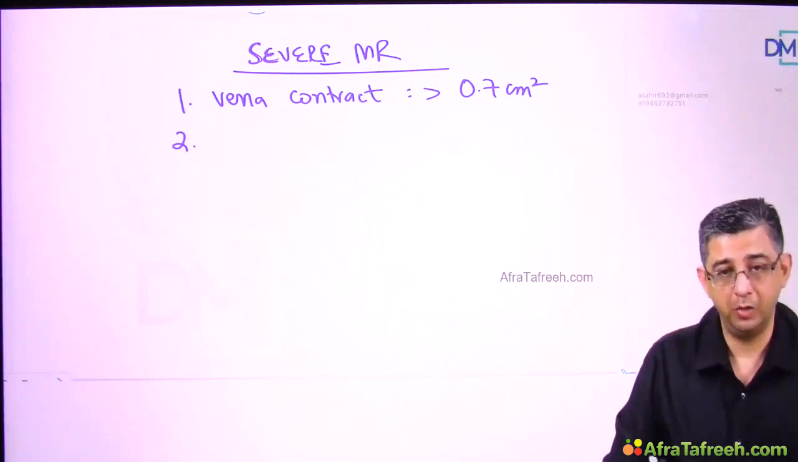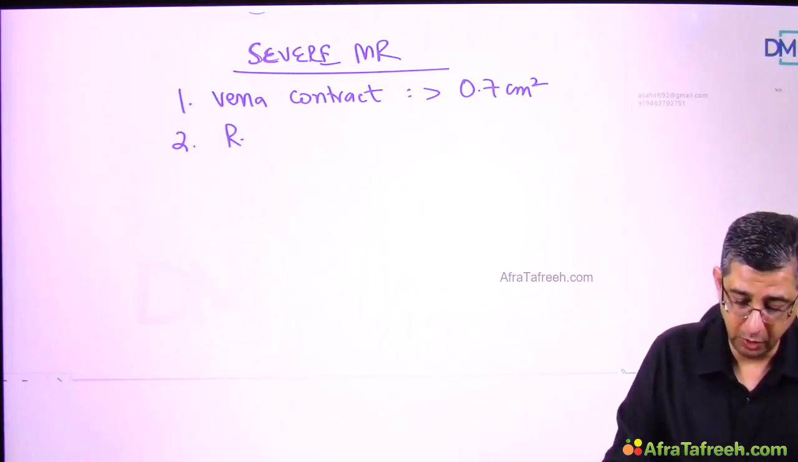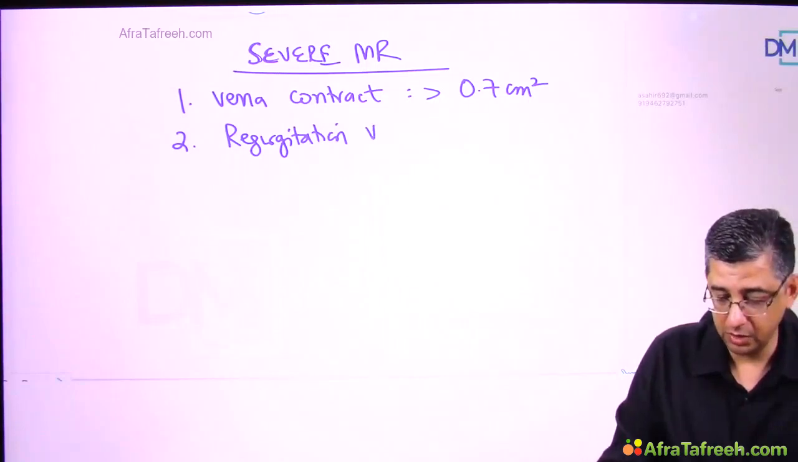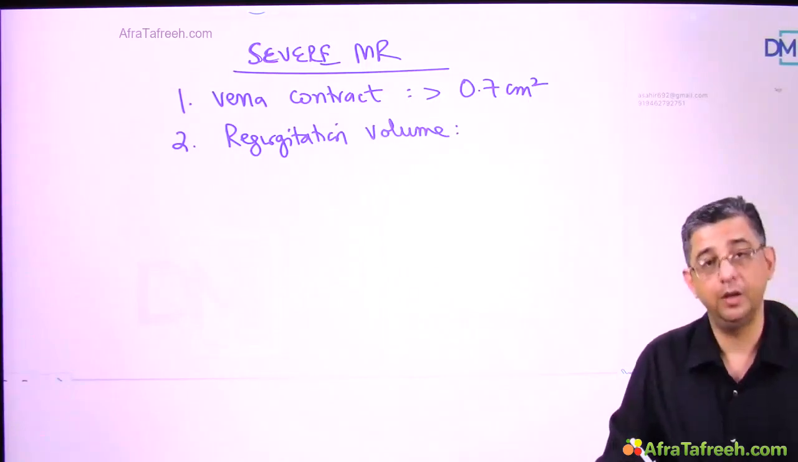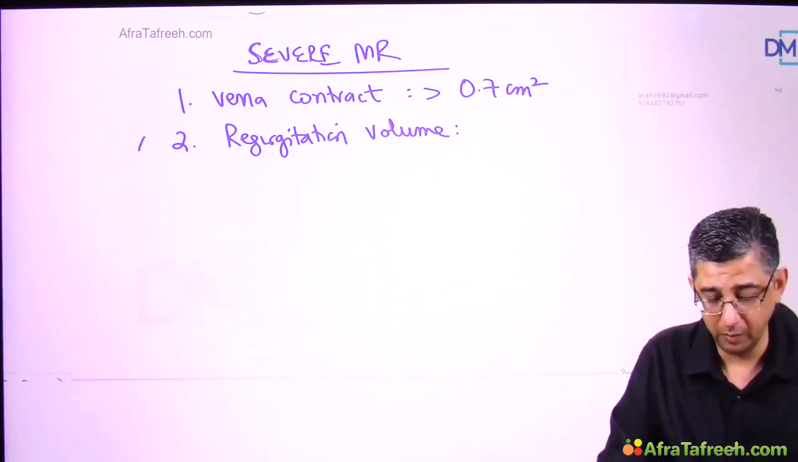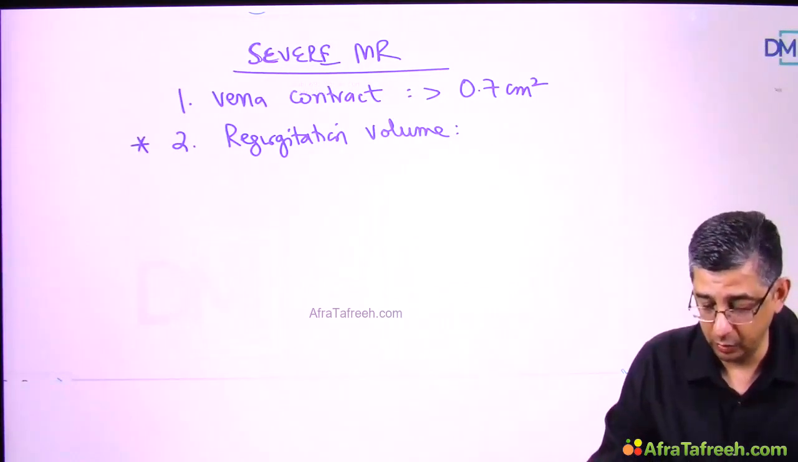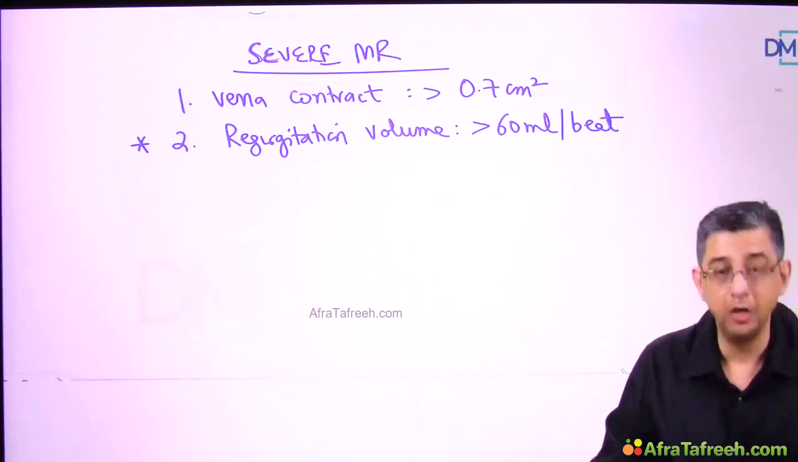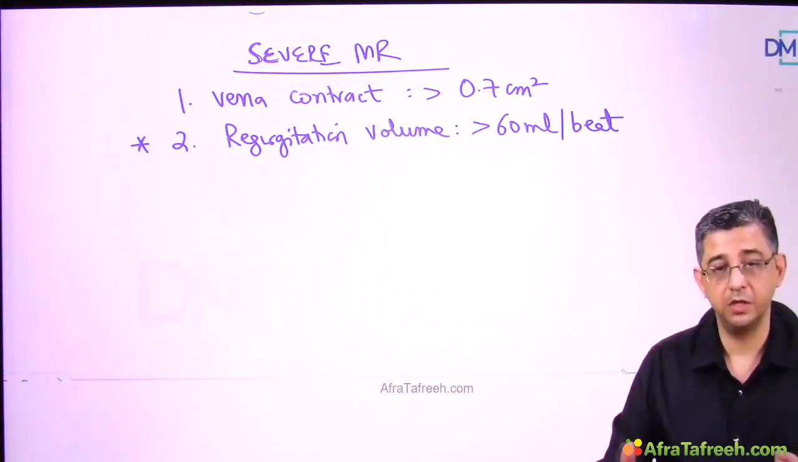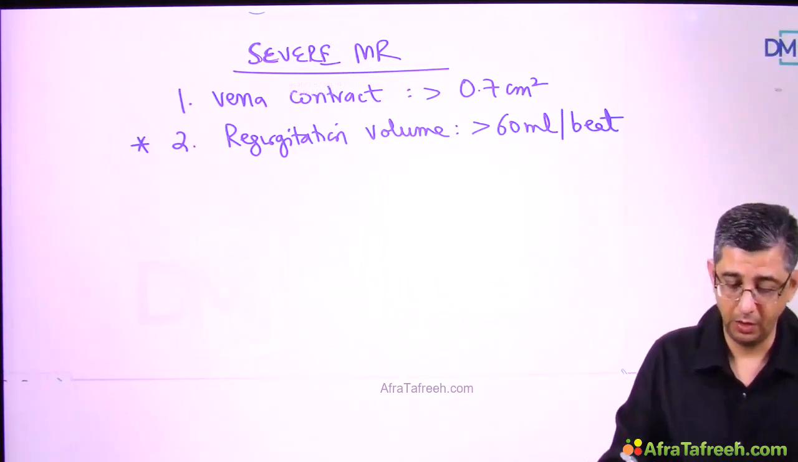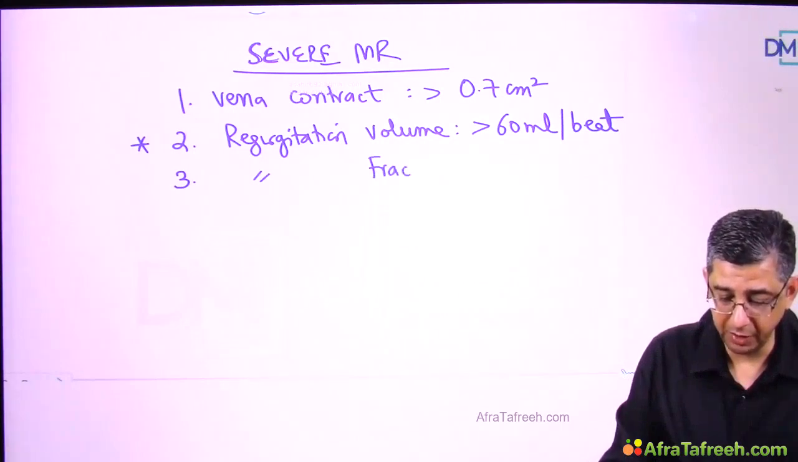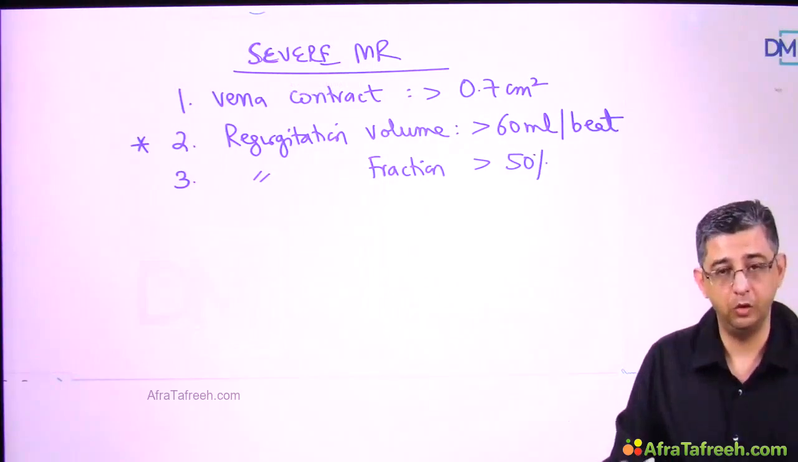The second parameter to be remembered would be regurgitant volume of blood, that is how much amount of blood is going from LV to LA. Then this criteria is same as that of aortic regurgitation. So remember, for both AR and MR, regurgitant volume, if it is more than 60 ml per beat, it signifies presence of the severity of aortic regurgitation, severity of mitral regurgitation. Instead of writing regurgitant volume, sometimes he might write the word regurgitant fraction, which should be more than 50%, or he might write 0.5, either of the two.